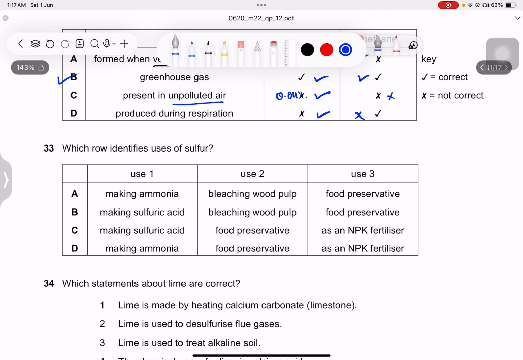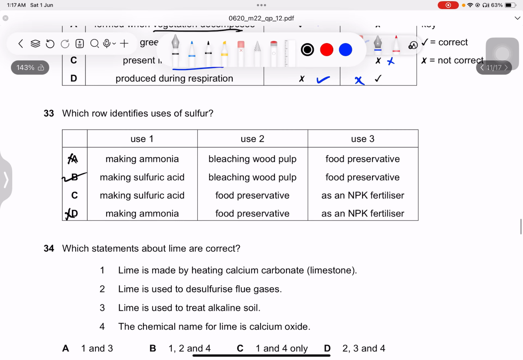Which row identifies uses of sulfur? Making ammonia? No, it does not have a use in making ammonia. Making sulfuric acid? Yes. And it is used for bleaching wood pulp too. This is also remembering the sulfuric acid chapter. It is not used as an NPK fertilizer.